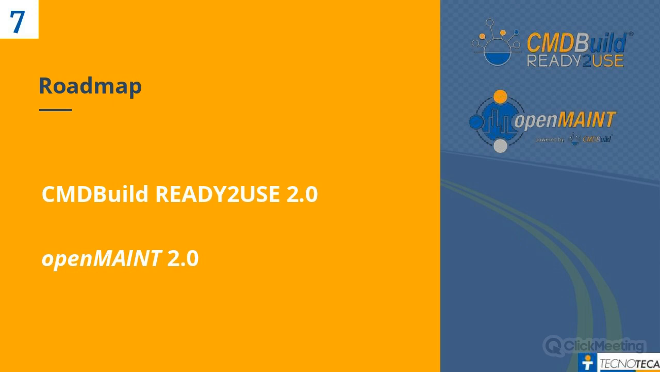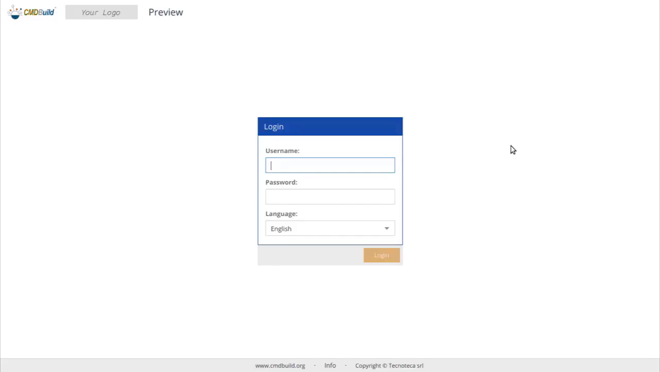CMDB ready to use will be released next June. OpenMAINT 2.0 will be released next July, and CMDBuild 3.0 will be released, as I said a few moments ago, in a couple of months, the end of March 2019. But now let's see CMDBuild 3.0 in action. Let's see what it looks like, and let's get our hands on the keyboard.